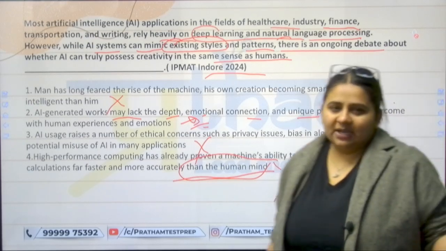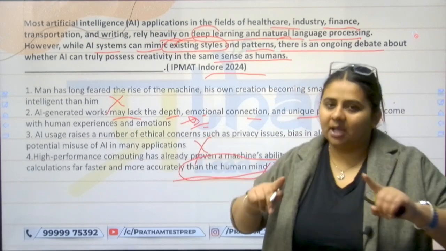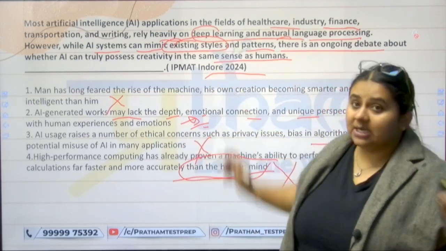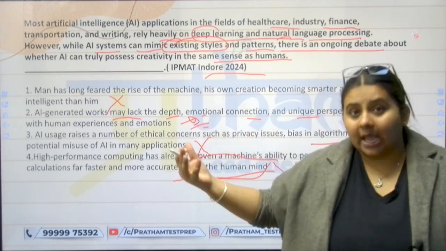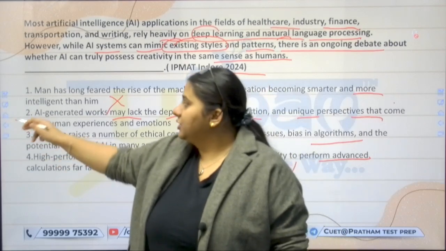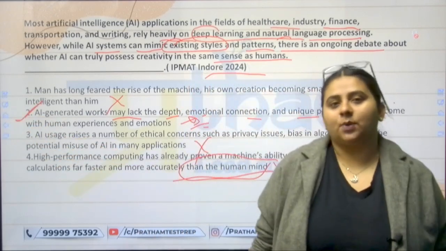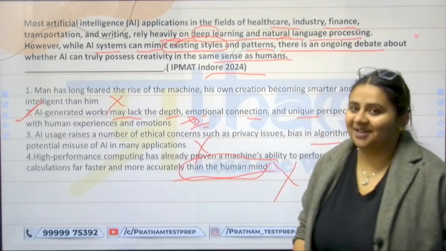Three eliminated. I'm left with only one. It talks about AI and humans too. It talks about whether AI can possess it or not, but these are some things that AI lacks, right? So my answer has to be what? It has to be the second one, B1. Hope you have understood this.